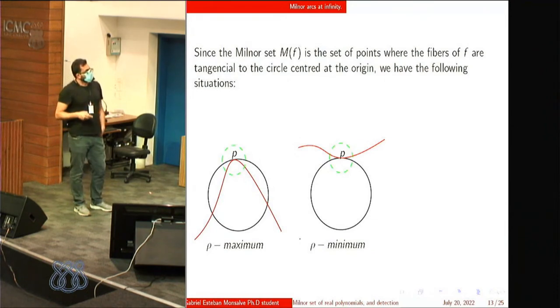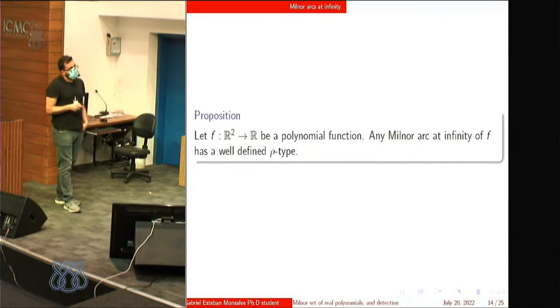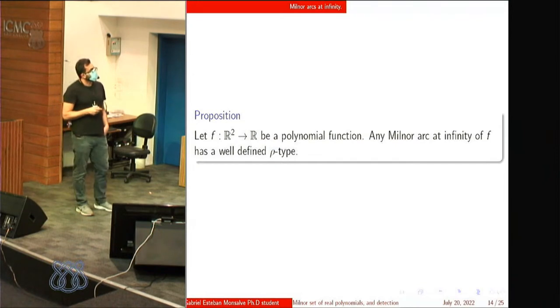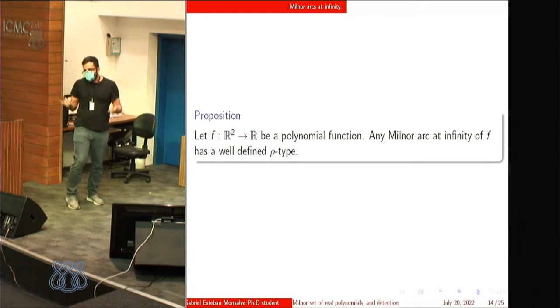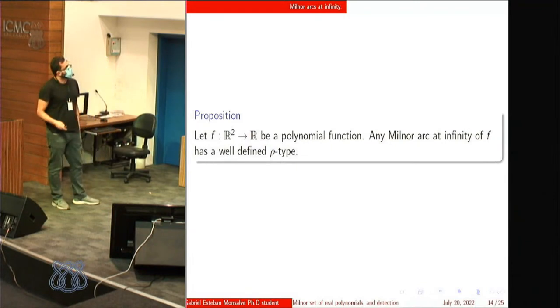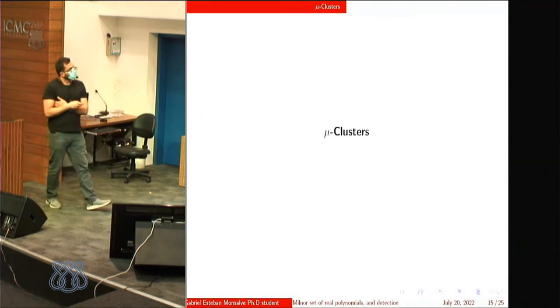But now we want something better. Any Milnor arc at infinity of F has a well-defined rho type of tangency. It means that if I have the same Milnor arc and a connected component that intersects it, for example as a rho minimum, all the fibers that intersect the same connected component are going to have the same rho type of tangency, rho minimum or rho maximum. With this, we can go to what is a mu cluster.